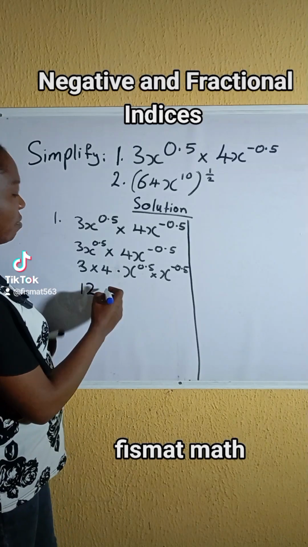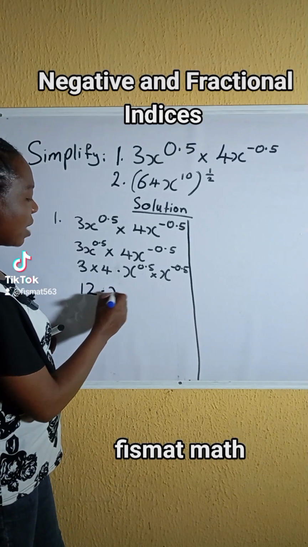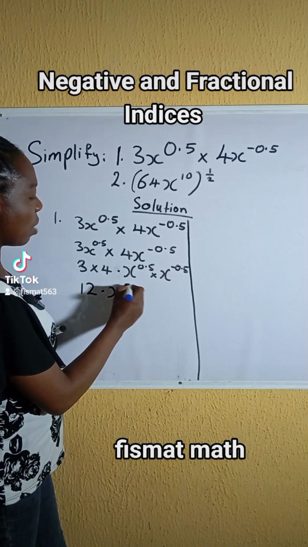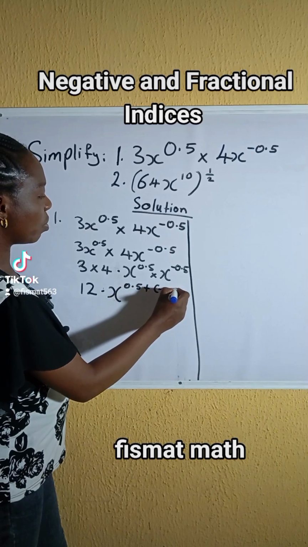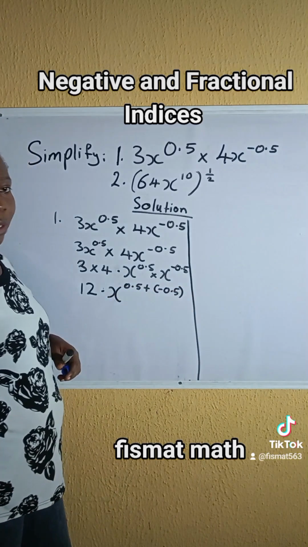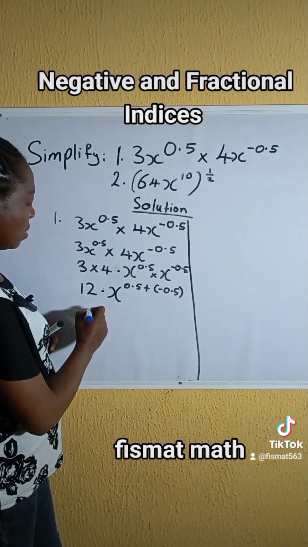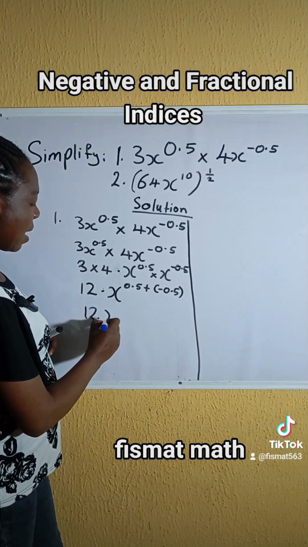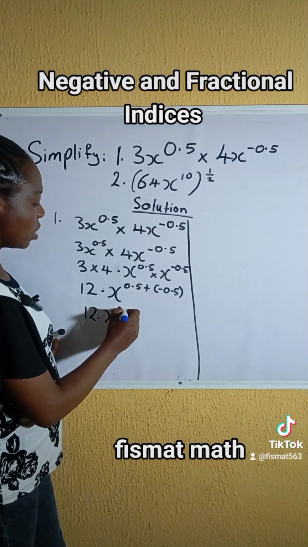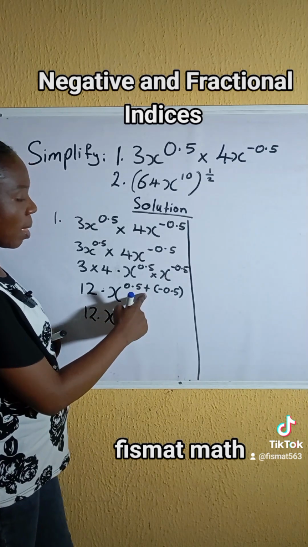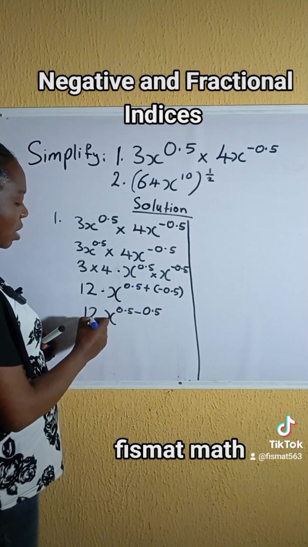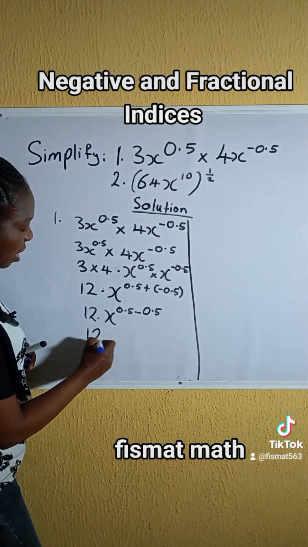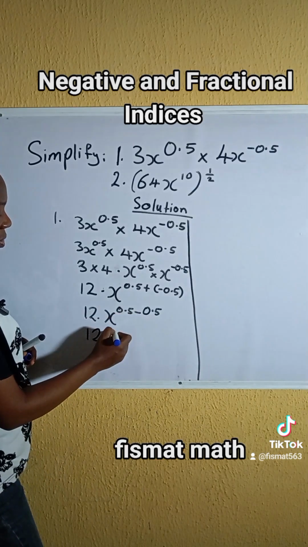And what do we have here? Here we are going to have x to the power 0.5 plus minus 0.5. So this is going to be 12 multiplied by x to the power of what? 0.5 minus 0.5. So here we are going to have 12x to the power 0.